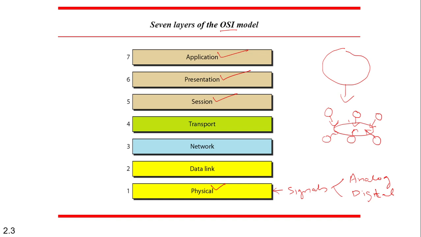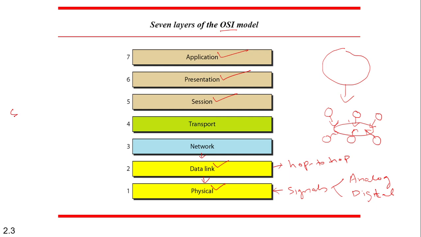Now next comes the data link layer. What is the data link layer? The data link layer facilitates the communication between the network layer and the physical layer. In the data link layer, it helps to communicate between two hops, hop to hop connection. Now let's see what a hop to hop connection is.